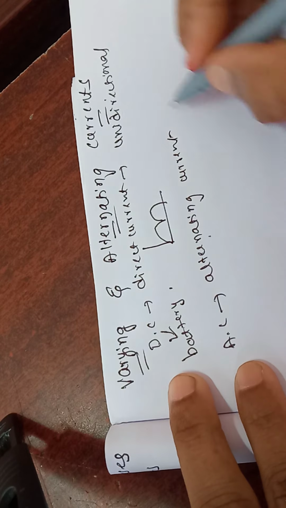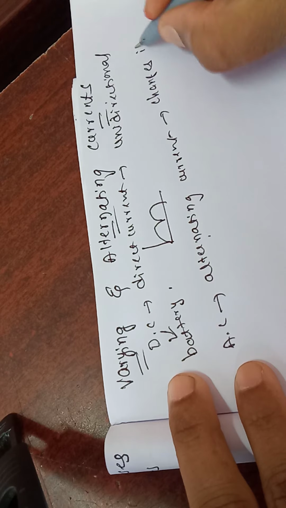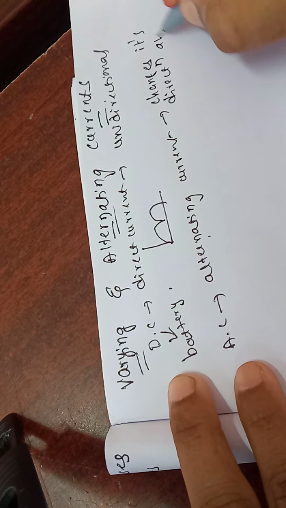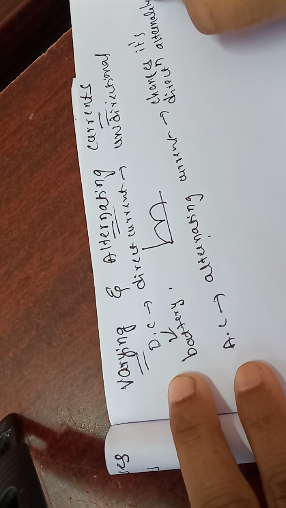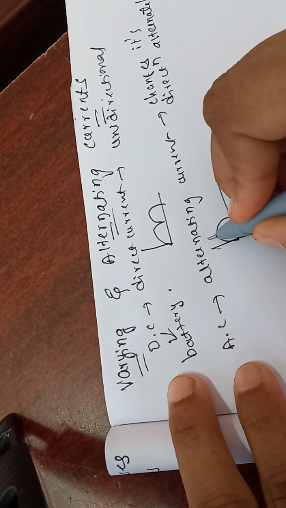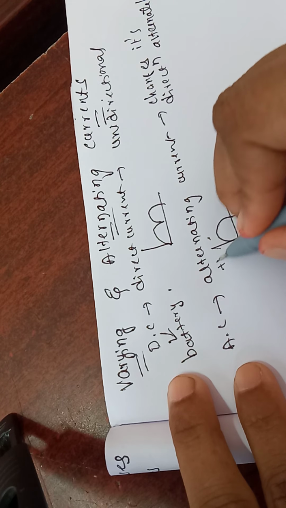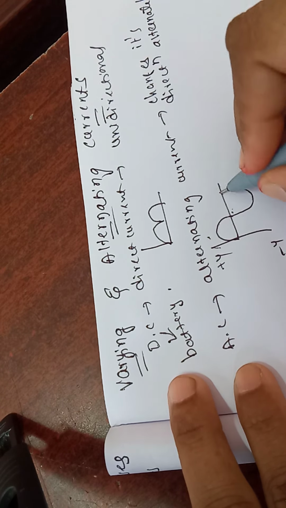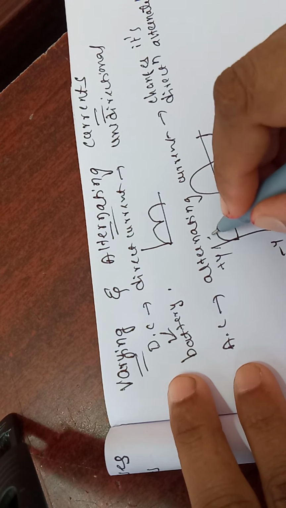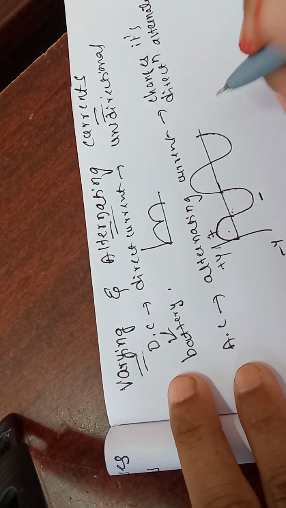Here it changes its direction alternately. That is why we call it alternating current. In such a way, once towards the positive and then towards the negative axis, plus y, minus y. This we call the positive half cycle of the AC, and this we call the negative half cycle of the AC.